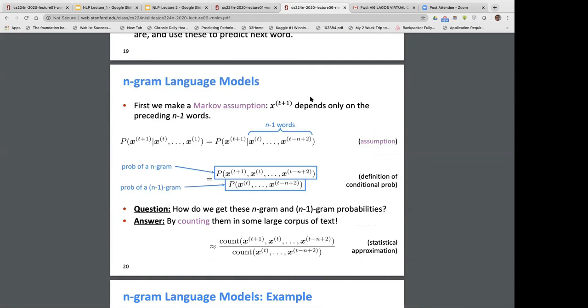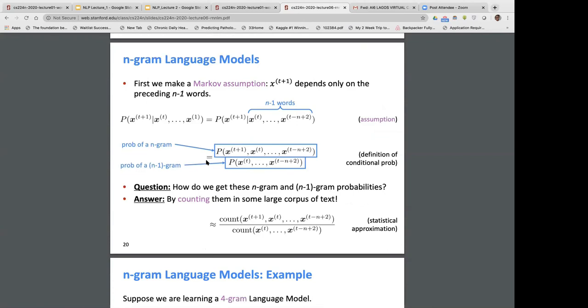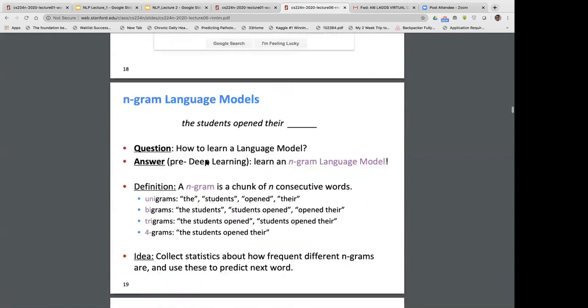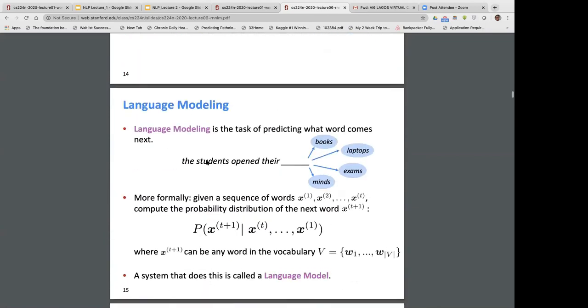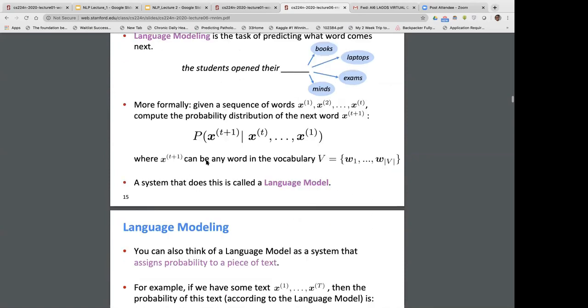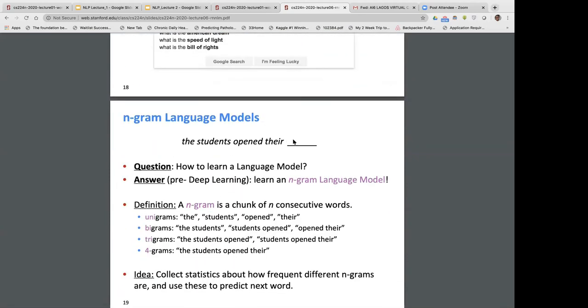So we assume that the next word you are trying to predict for n-gram language models is dependent on the preceding n minus one words. So, for instance, once you predict "the students open their dash", to predict what the dash is, we assume that it is dependent on the words that have come before it: "these students open their".